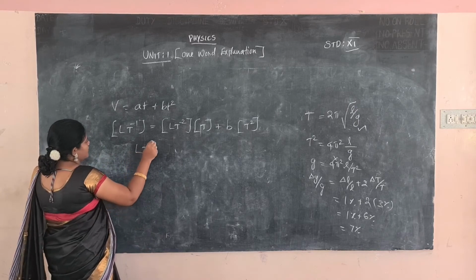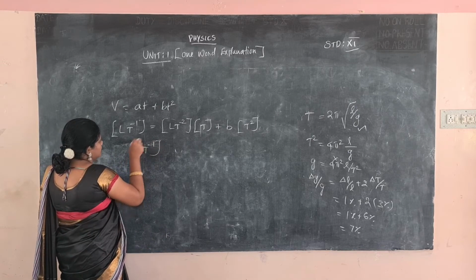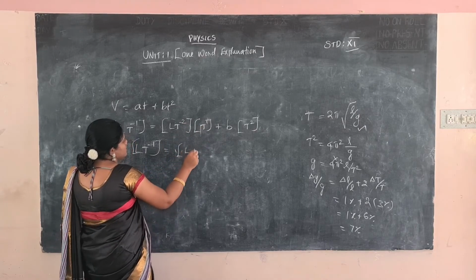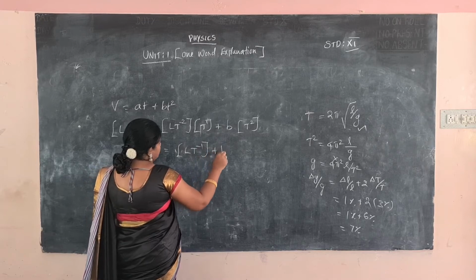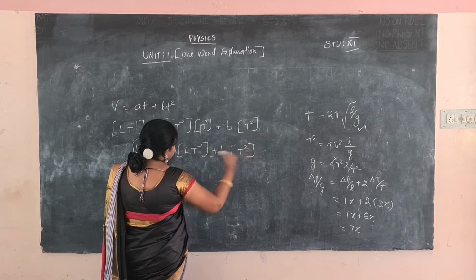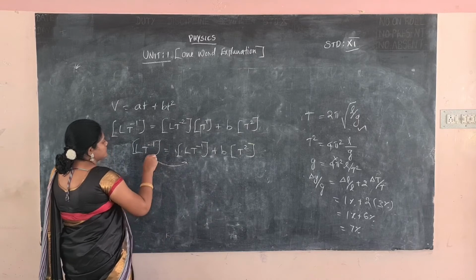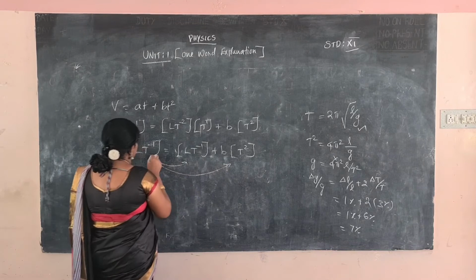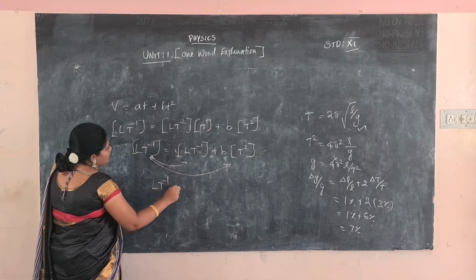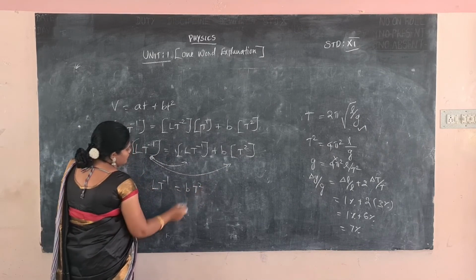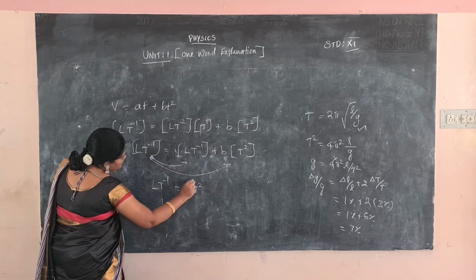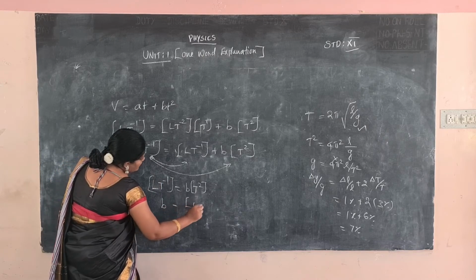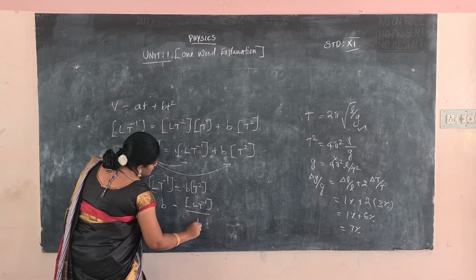So L t power minus 1 on the left hand side, and on the right hand side, L t power minus 1 t power 1, so L t power minus 1 plus b into t square. This is almost the same. The first term doesn't need to be equalized, and then you have to equalize the last one. L t power minus 1 is equal to b into t square. We want b, so b is equal to L t power minus 1 by t square.